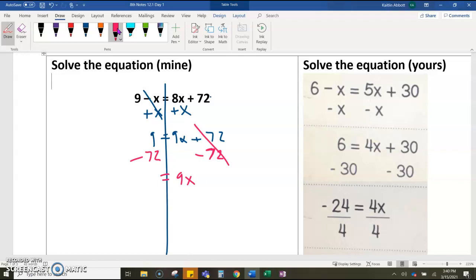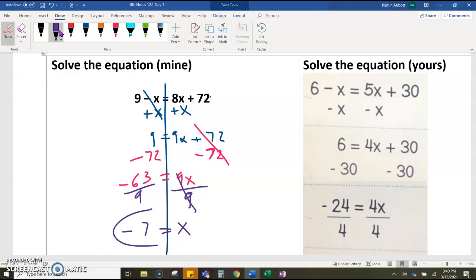So my answer is not going to be positive. And actually, they're different signs, so I'm going to subtract them. 72 minus 9 gets me 63, and keep the sign of the bigger number, which is 72. So it's negative 63. Last step, I'm going to divide by 9. Divide by 9. These 9s go away. 63 divided by 9 gets me 7. But a negative divided by a positive is still going to be a negative, so it'll be negative 7.